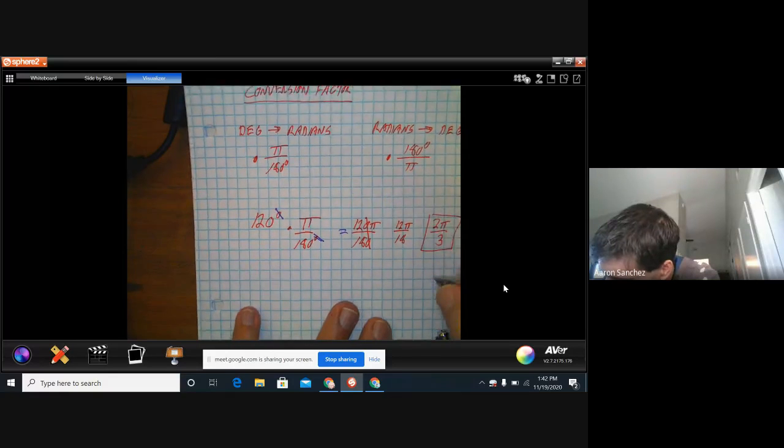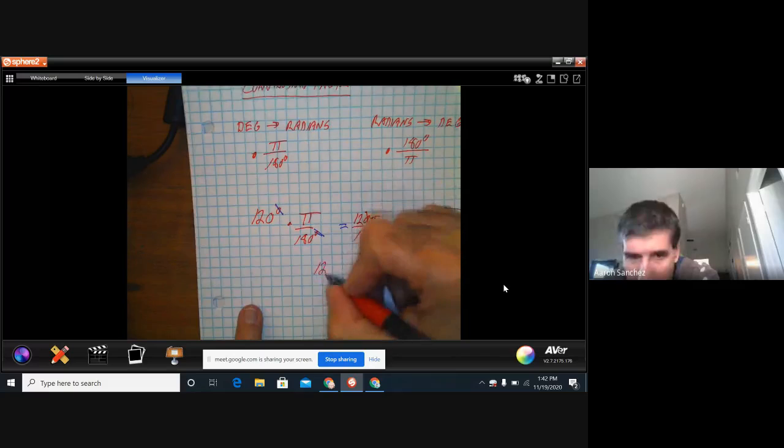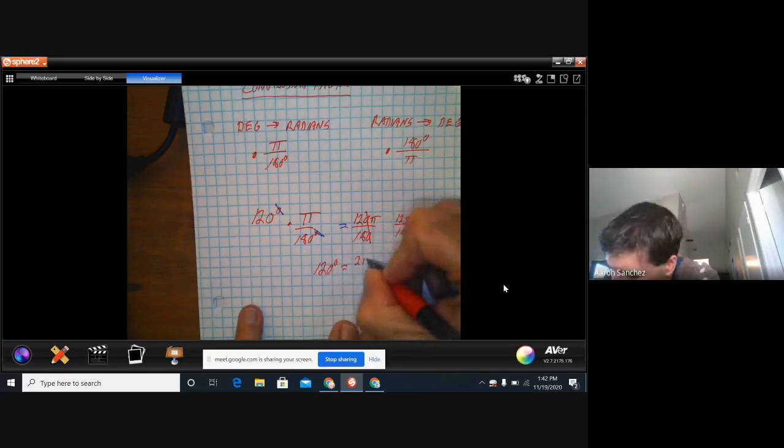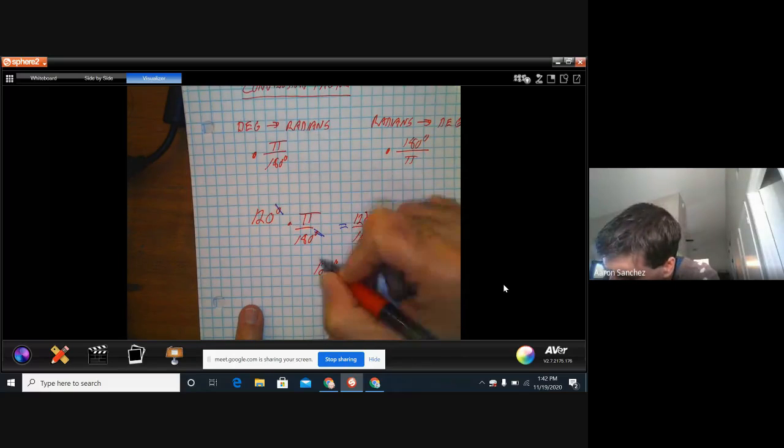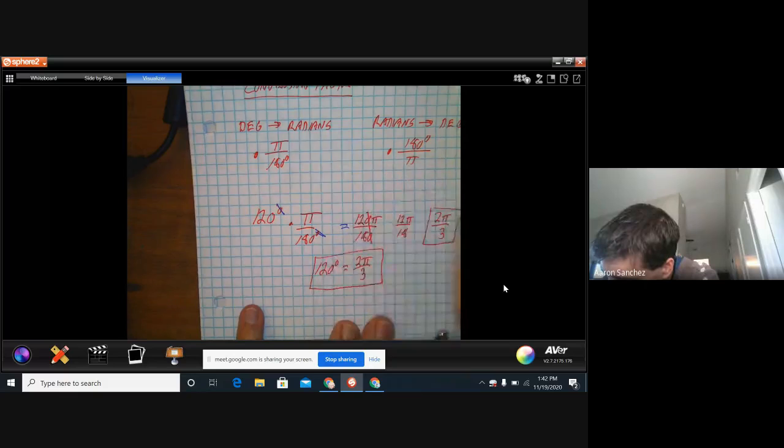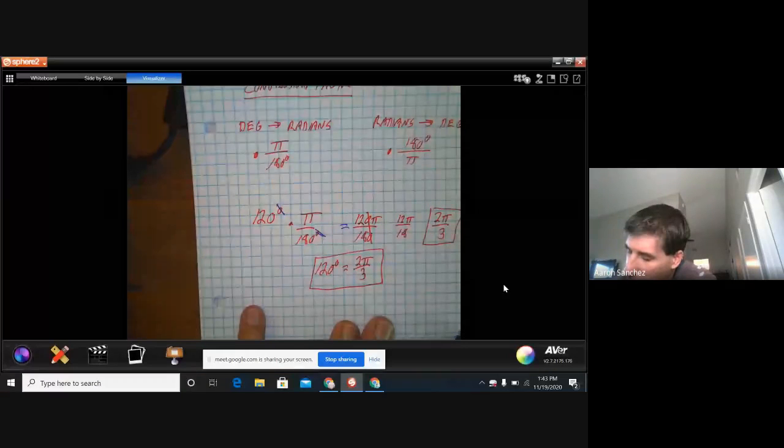So guess what? 120 degrees is equal to 2 pi over 3 radians. Just like 2 feet is equal to 24 inches, 120 degrees is equal to 2 pi over 3 radians. And in radians, we don't have to write the word radians. As long as we see that pi there, we're good.